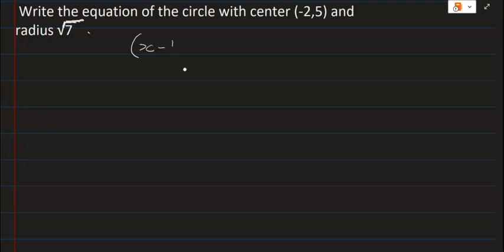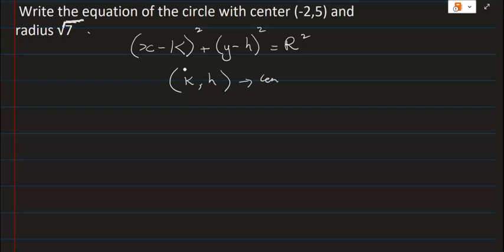(x - h)² + (y - k)² = r², where h and k are the center of the circle and r is the radius. Okay, so we have that standard form to play with.